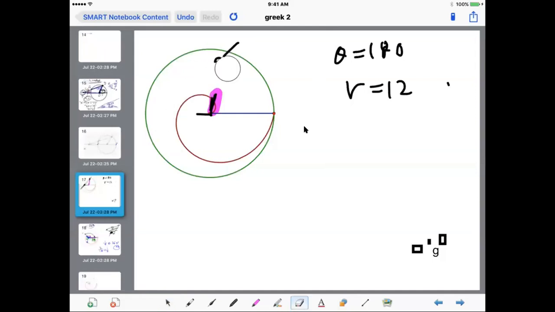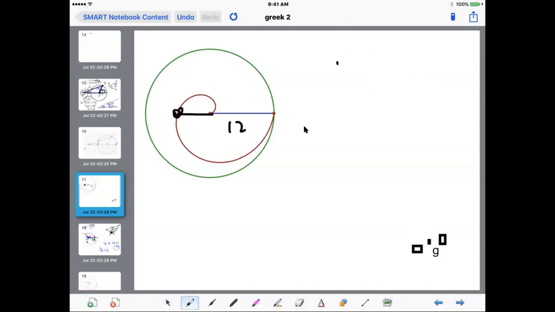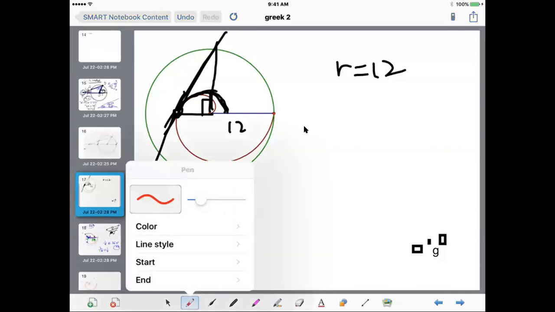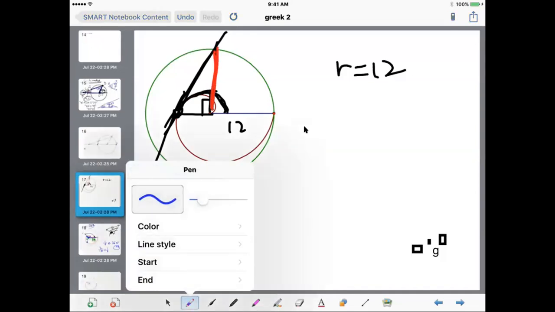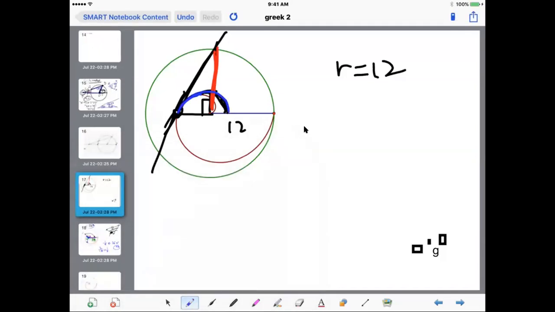So here's where I am. Let me go back to this. I want to see what happens if I choose to make this the point. 12 is still my radius. Here's my tangent line, here's my right angle, and here is that arc that I was talking about. In this case, it's actually a semicircle. So the rule is that this red line is always going to be the same length as this blue arc. But in this case, the blue arc is a semicircle.